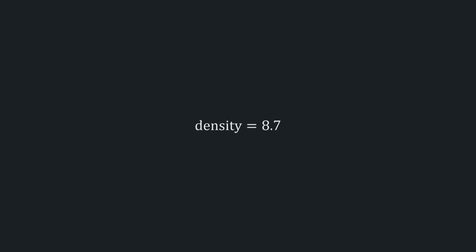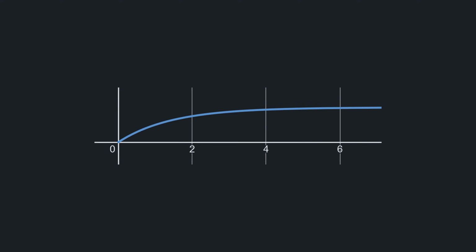But how do we go from the density to the percentage of exposed grains? We need a function that returns 0 when the density is 0 and slowly gets closer to 1 as the density goes up to infinity. That sounds like an inverted exponential function to me. If we take a number, say 2, to the power of negative density, and we graph this for all density values, we get a curve like this.